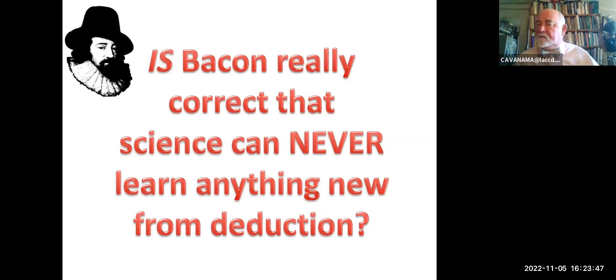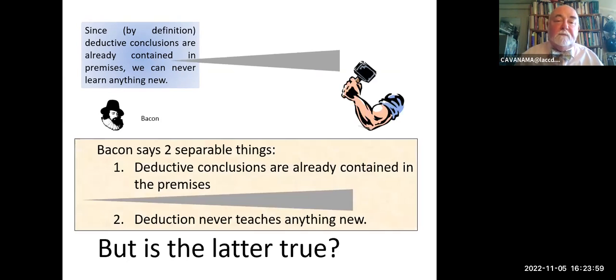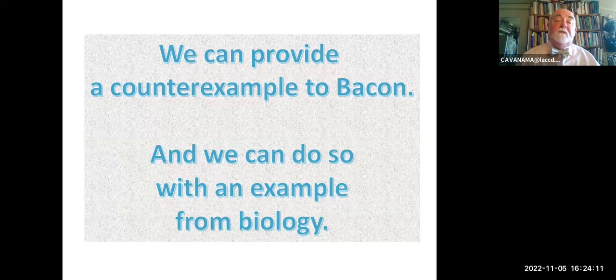Is Bacon correct that science can never learn anything new from deduction? His argument is, since by definition deductive conclusions are already contained in the premises, which they are by definition, therefore we can never learn anything new. What he says is two separable things. One is that deductive conclusions are already contained in the premises. Yes, we grant that. Second, that deduction never teaches anything new. Is that second one true, even if the first one is?